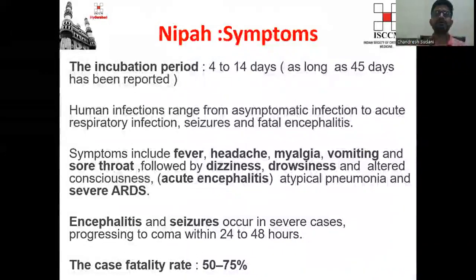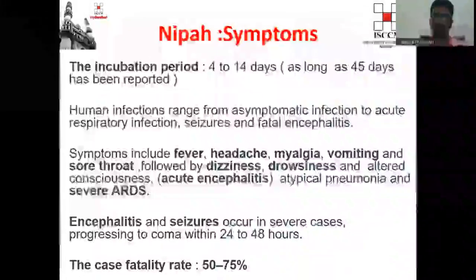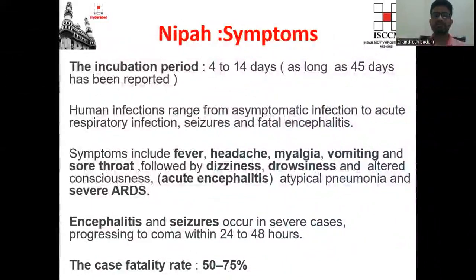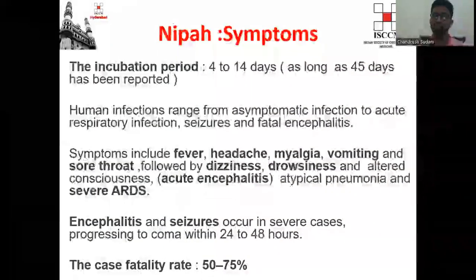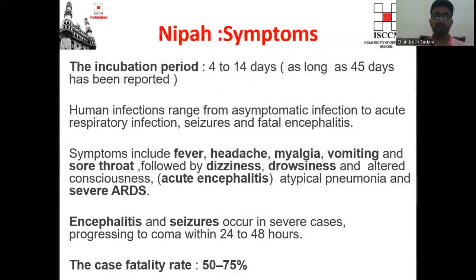Nipah virus symptoms, again: the incubation period is 4 to 15 days. The symptoms can include fever, headache, myalgia, vomiting, sore throat, dizziness, drowsiness, or it can lead to encephalitis or severe ARDS. Encephalitis and seizures occur in severe cases, progressing to coma within 24 to 48 hours. And the case fatality rate, again, is very high, which is 50 to 75%.